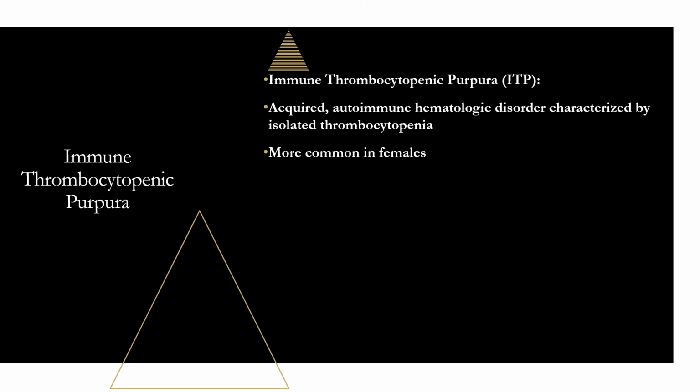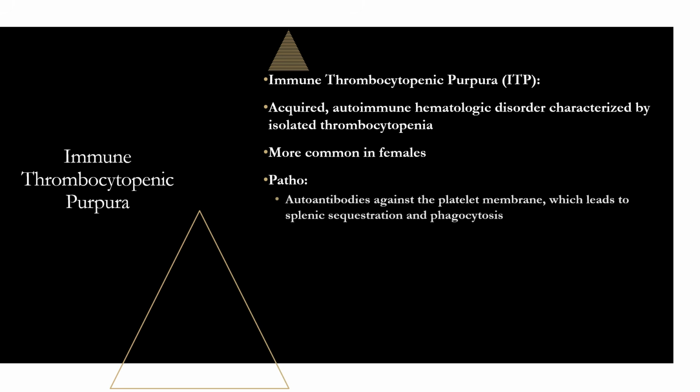It's more common in females. And then the patho, it's autoantibodies against the platelet membrane. It leads to splenic sequestration and phagocytosis. It's really simple. It's basically just the body turning against its own platelets and essentially destroying them. Most of the time we don't know why. That's why it used to be called idiopathic.